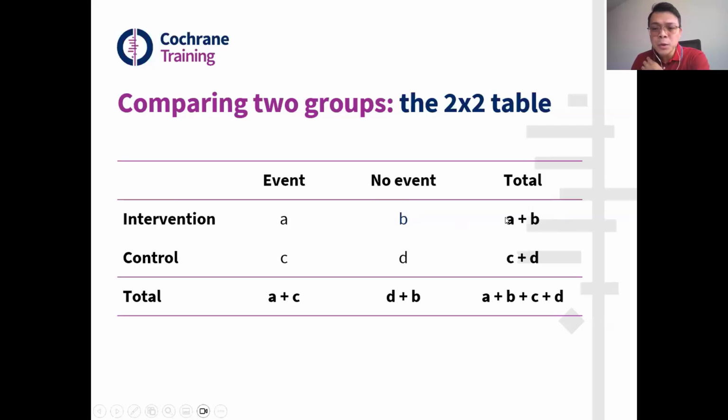And we also have the row totals, the total number of people in the intervention and control groups. We also have the column totals, the total number of events, the total number of non-events, and of course, the grand total. And when we are conducting the review, specifically when we are collecting or extracting data from the studies included in our review, for the dichotomous outcome, we try to fill this 2x2 table.